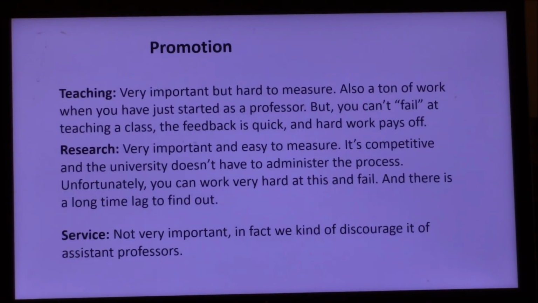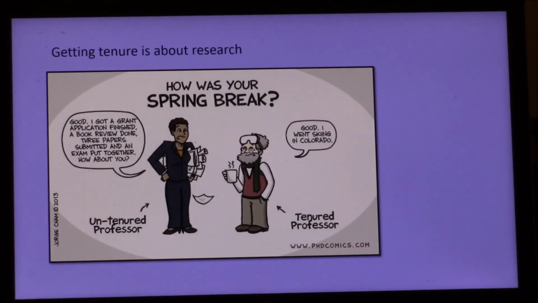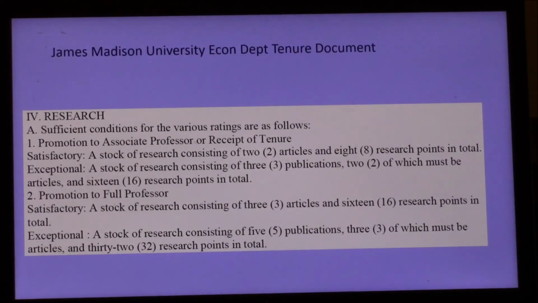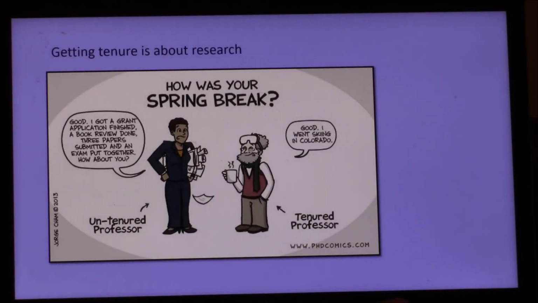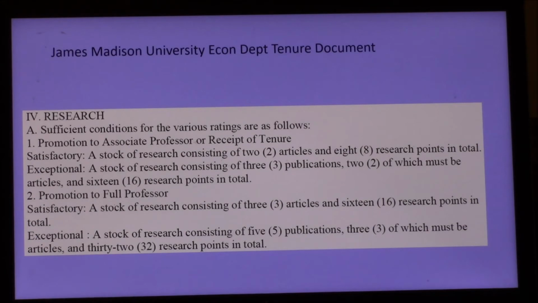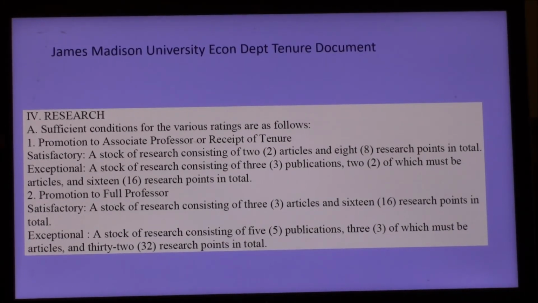Remember that. The most difficult, most challenging part is going to be the research. Now, depending on what university you're at, and I found this from James Madison University, they have a really nice online description of what it takes for you to get promotion. Look at number 1. Promotion to associate or receipt of tenure, same thing. If you had a stock of research, including 2 articles and 8 research points.